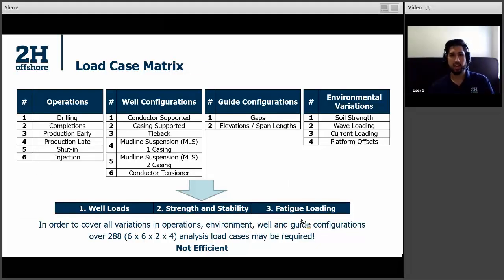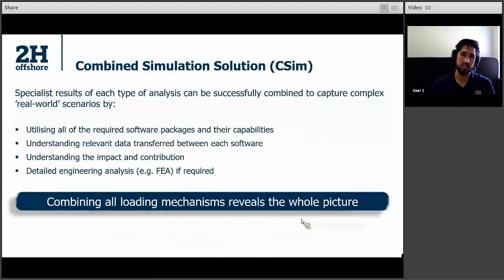So I think one of the key things that we do here at 2H, and one of the things that I think we've really moved forward with in this space, is combined simulation solutions. So looking at specialist parts of it, we can capture a really complex scenario and capture it as accurately as possible. The way we do that is we can utilize different types of software for each of their capabilities.